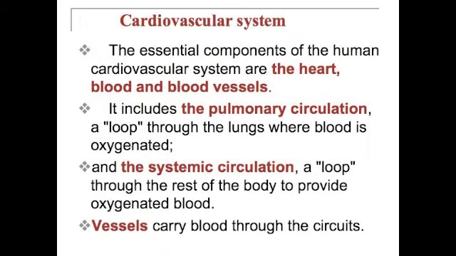So here's a broad overview of the cardiovascular system. The essential components of the human cardiovascular system are the heart, blood, and the blood vessels. It includes the pulmonary circulation, a loop through the lungs where blood is oxygenated, and the systemic circulation, a loop through the rest of the body to provide oxygenated blood. Vessels carry blood through the circuits.